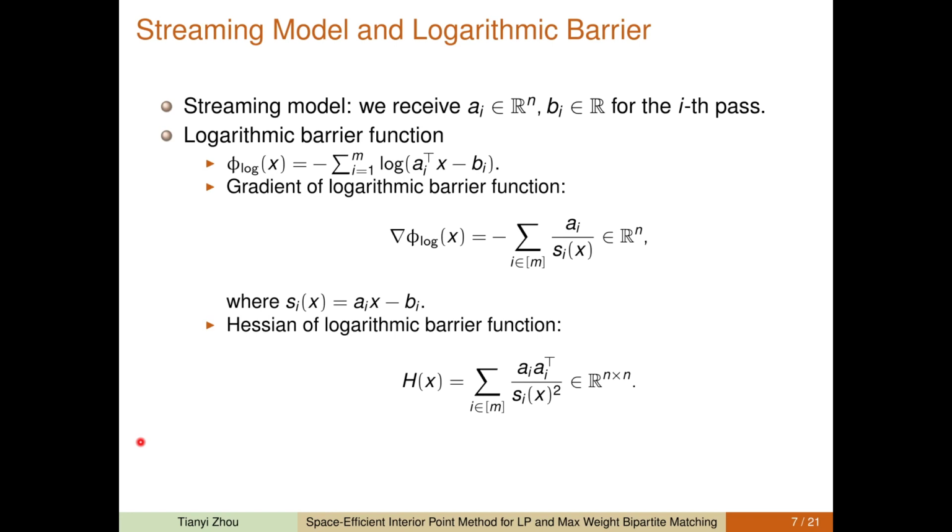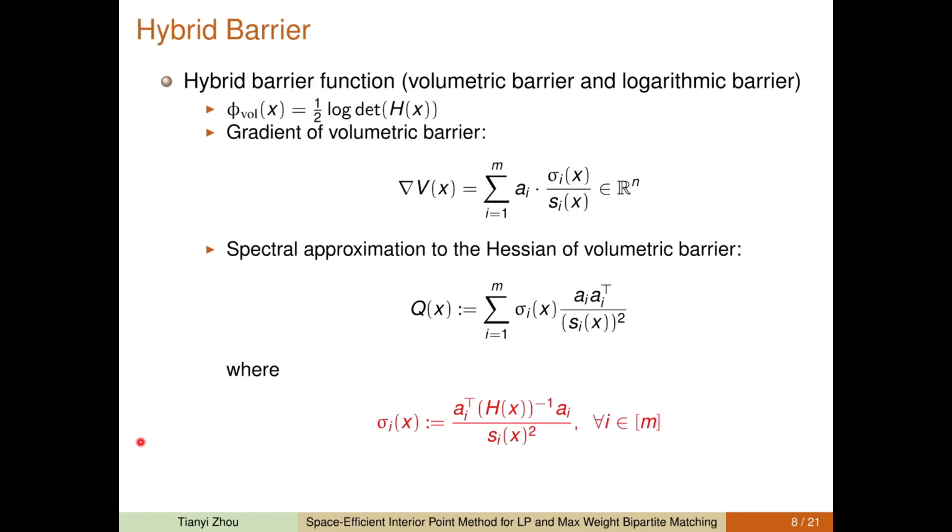To calculate the gradient and the Hessian in small space, when we read a_i and b_i, we can first compute the slack variable s_i, which equals a_i transpose times x minus b_i. Then we accumulate a_i divided by s_i into the gradient of the log barrier function. Similarly, we accumulate a_i times a_i transpose divided by s_i squared into the Hessian of the log barrier function. In this way, the exact gradient and Hessian can be calculated without any error in n-squared space.